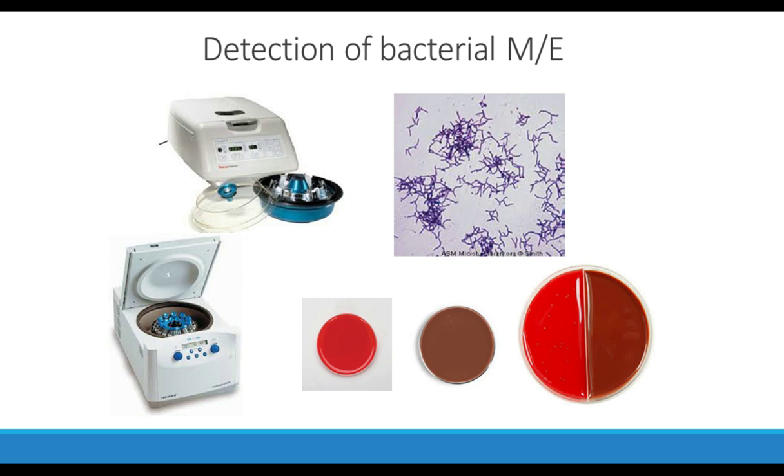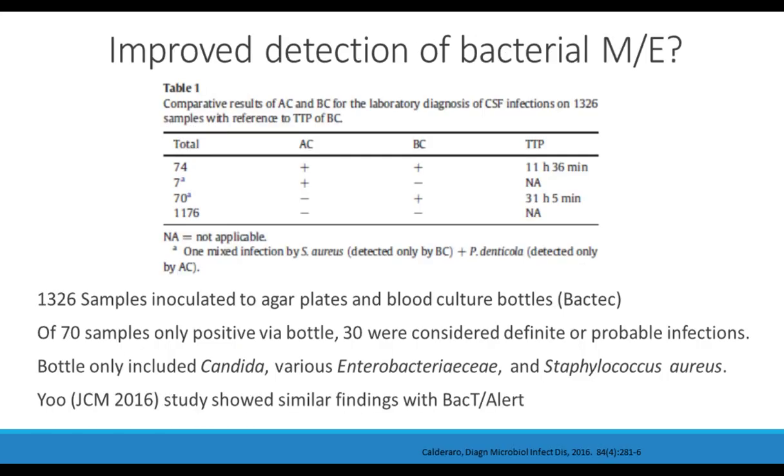So how do we get to that diagnosis? The detection of bacterial meningitis and encephalitis is still pretty straightforward and still done largely the way it has been for the last 50 years. There are some improvements in technology that we'll talk about, but for the most part, it's about concentrating your sample, putting it onto solid media, performing a gram stain, ideally with cytocentrifugation to concentrate the organism on the slide for viewing, and letting the culture grow.